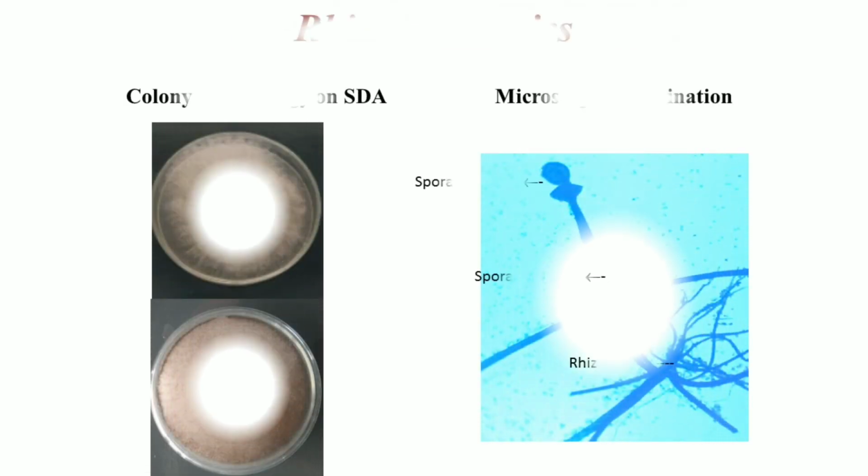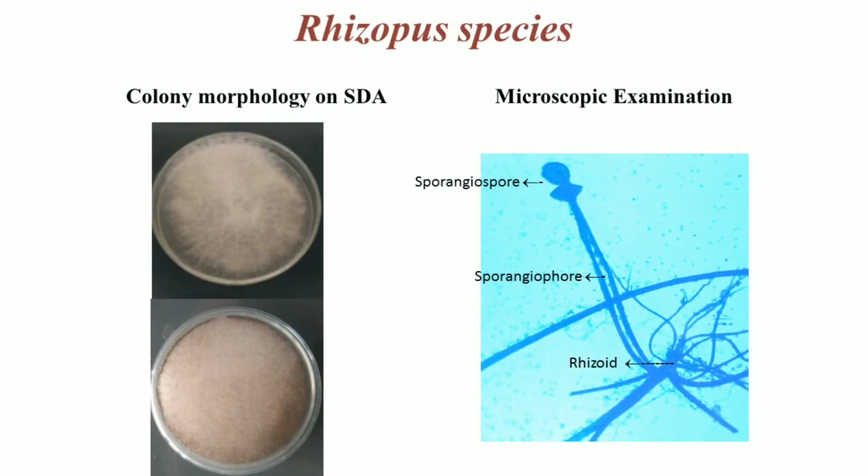Rhizopus species. Colony morphology on SDA. Fuzzy or cottony appearance. Colonies initially appear white or grayish white, but with time they turn dark gray or black due to the sporulation process. Young mycelium appear as white in color, matured become brown in color.